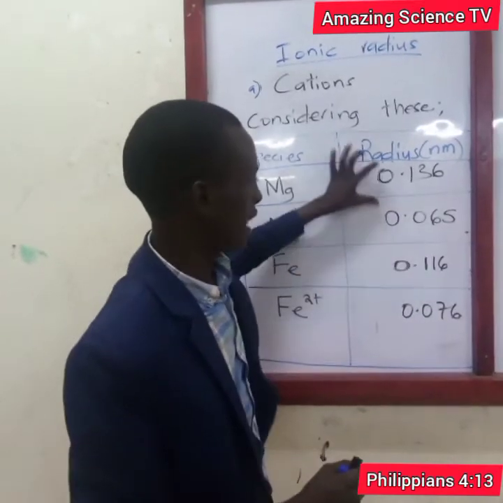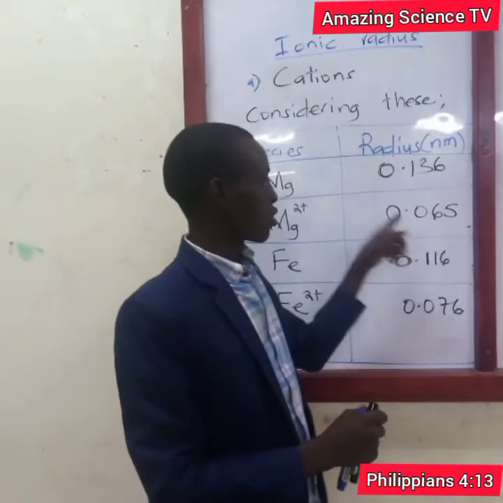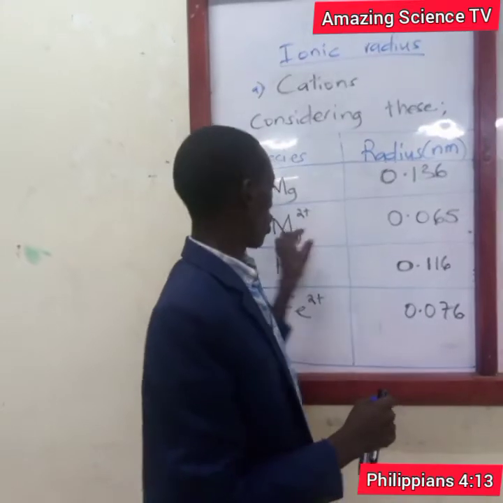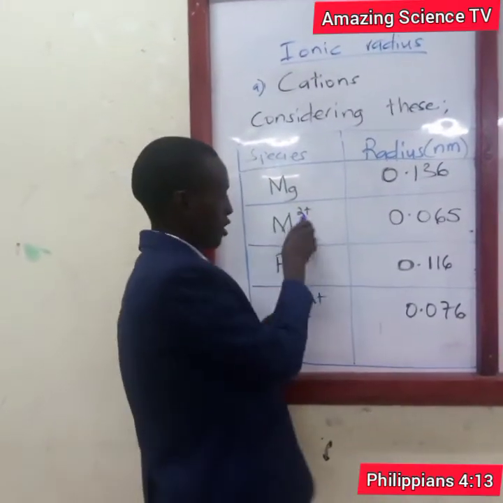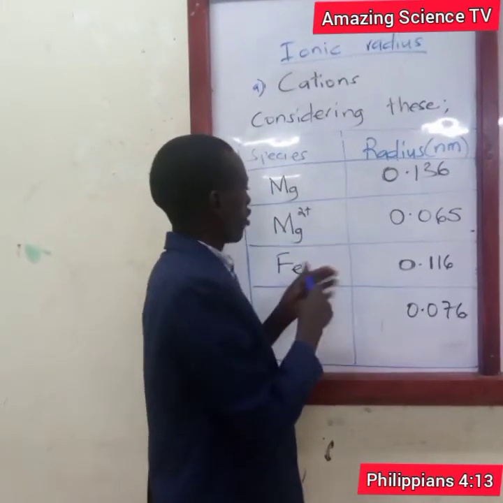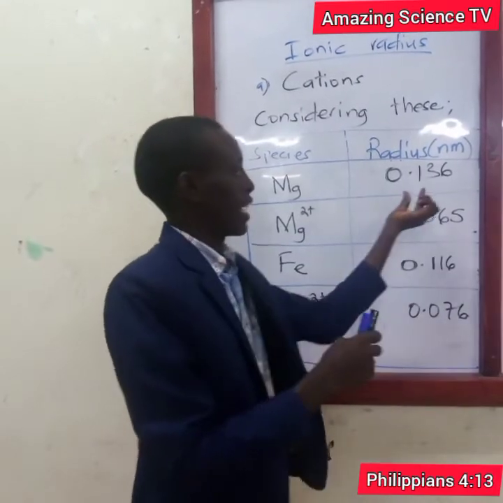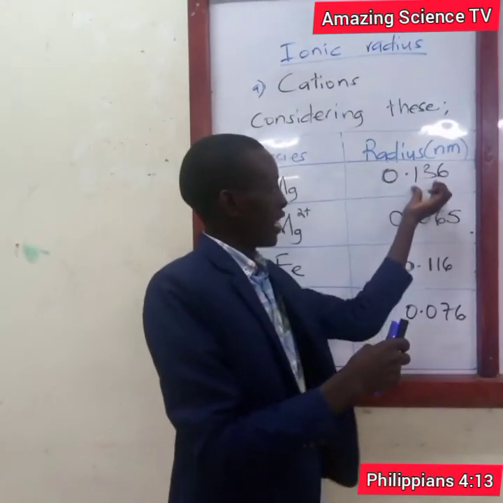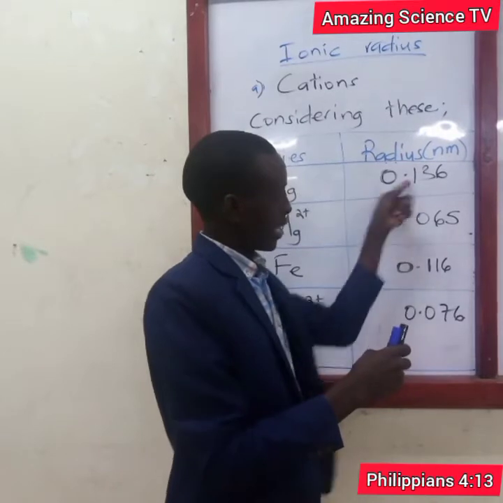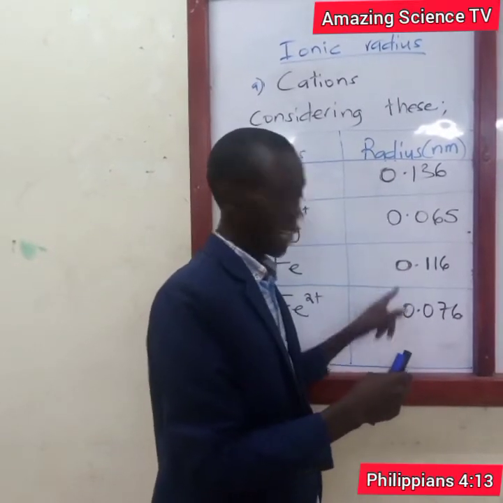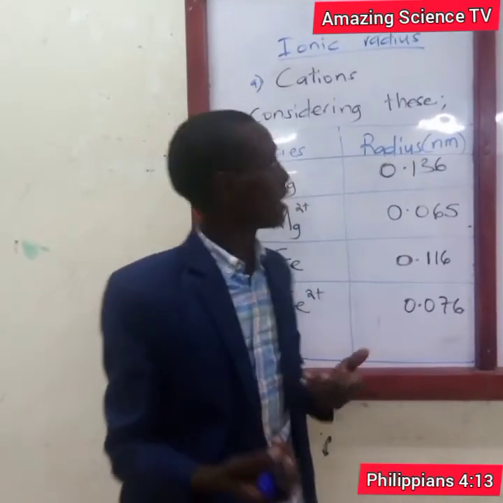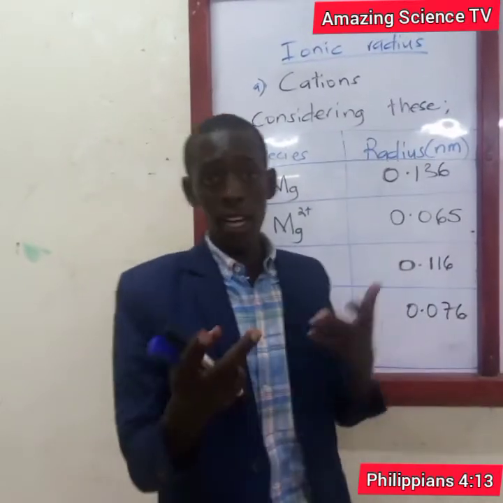The trend, we see that as we remove an electron or two electrons here. Like for this one, we have removed two electrons. When we remove the two electrons, we see that the ionic radius decreases, which is the same trend here. So what could be the cause? We see that the cause is one.